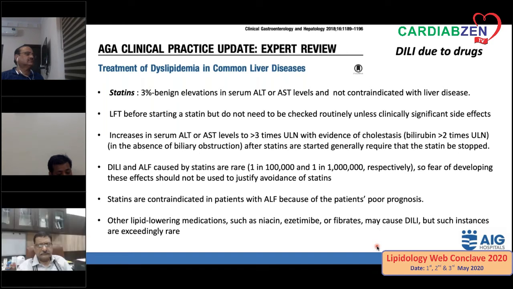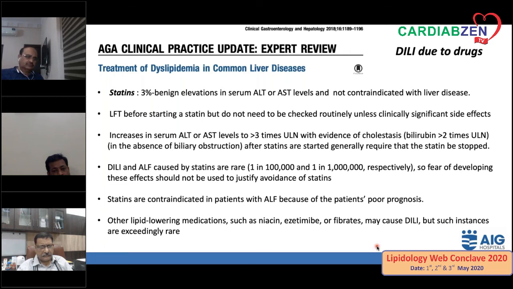The increase in AST, ALT, if it is more than 3 times, but what is important is if there is an increase in bilirubin after starting statins, in the absence of a biliary obstruction, then we should consider that this is possibly a statin-induced, drug-induced liver injury, which, by the way, is present in only 1 in 1 lakh population, and 1 in 1 million can have an acute liver failure. They are definitely to be withheld in patients who have had an acute liver failure.